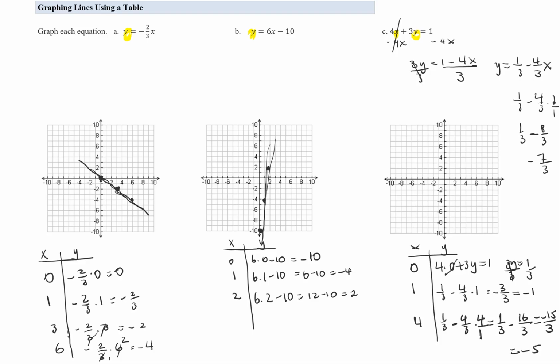So let's go and plot 1 comma negative 1, 1 on the x-axis, negative 1 on the y-axis, right there. And then 4 on the x-axis, negative 5 on the y. And those 2 points will be sufficient.